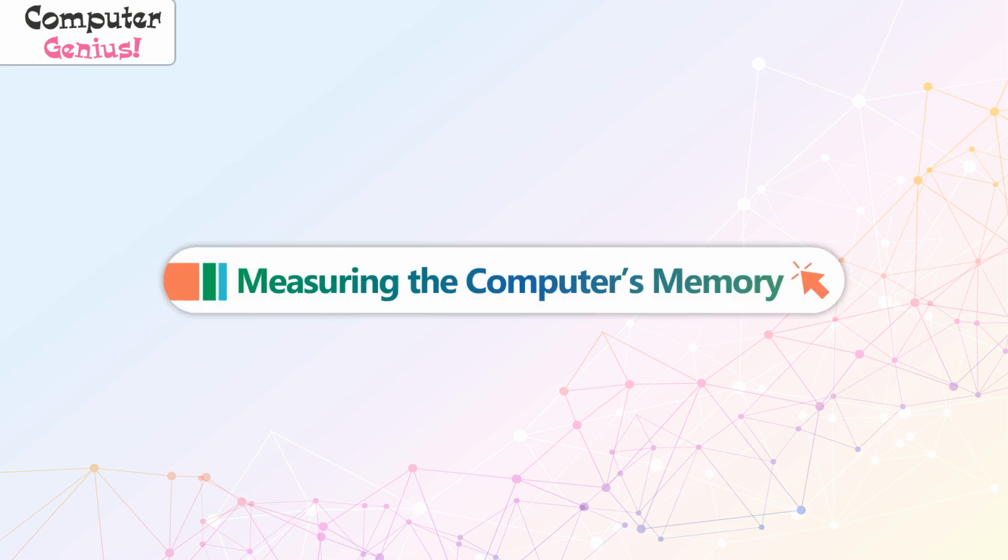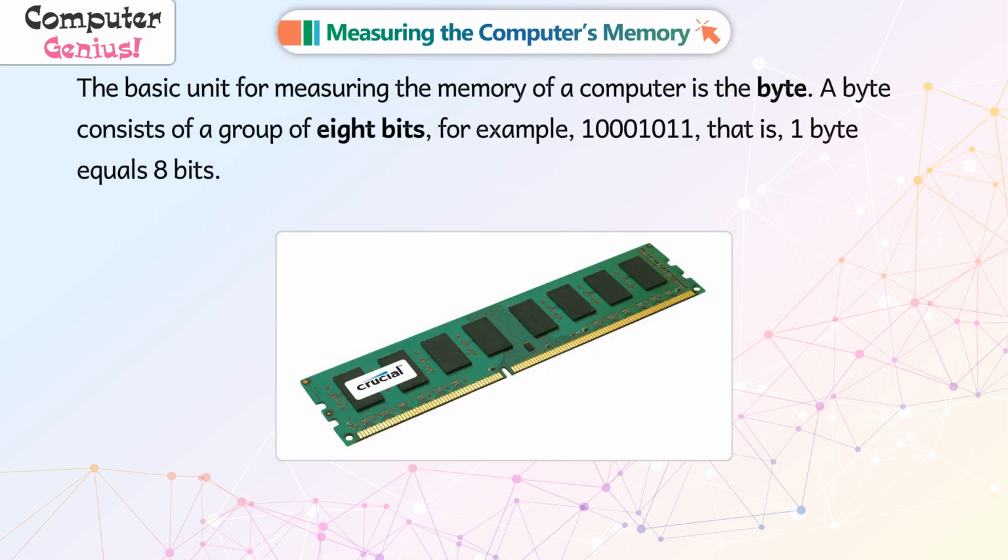Measuring the computer's memory. The basic unit for measuring the memory of a computer is the byte. A byte consists of a group of 8 bits. For example, 10000101, that is 1 byte equals 8 bits.